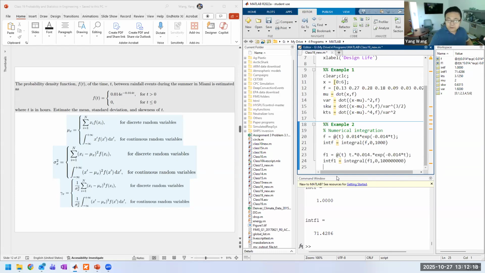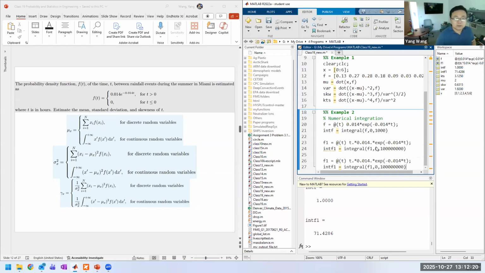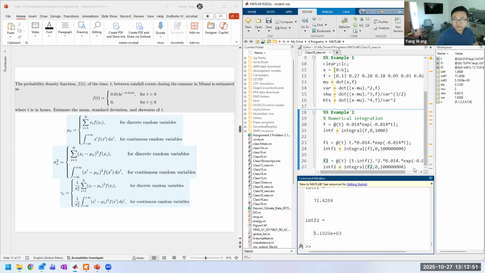And so then we can also calculate, let's say, the standard deviation, right? The standard deviation is going to be the time minus int F1 to the power of 2. Right? And then you multiply by the probability function. So here is going to be F2 into 2. Right? So this is going to be the standard deviation.